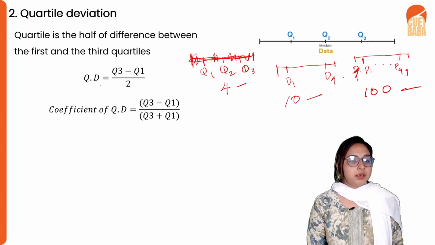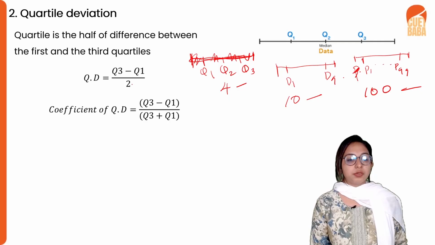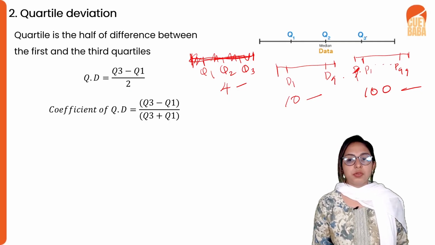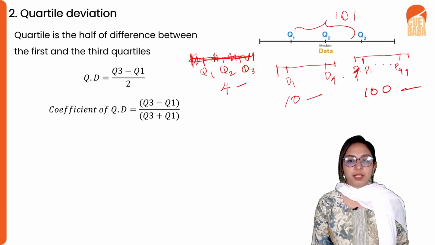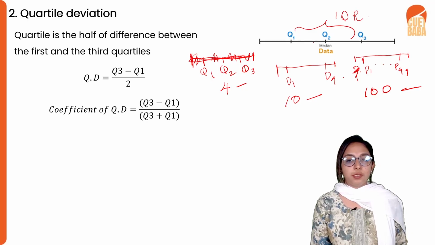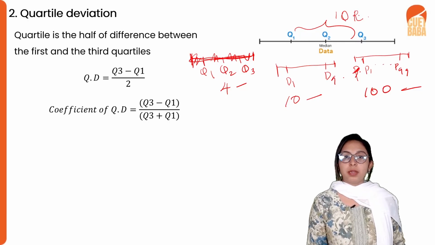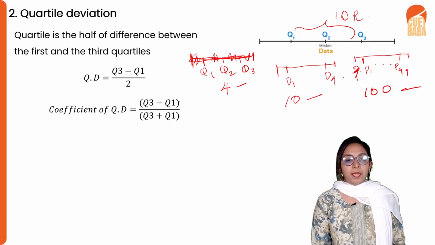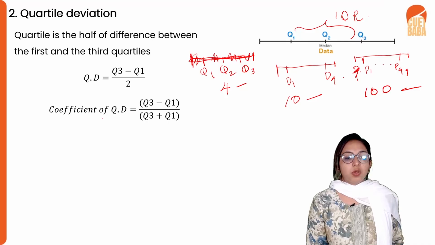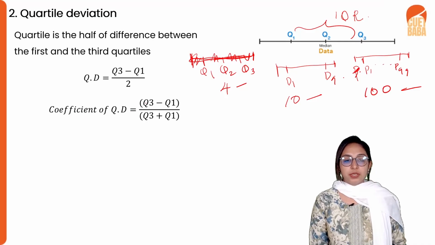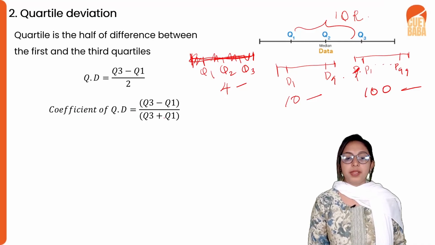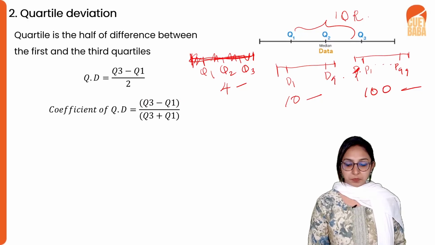So quartile deviation is Q3 minus Q1 divided by 2. Q3 minus Q1 we can call the interquartile range. The range is the highest value minus the lowest value, and half of the interquartile range is the quartile deviation. Similarly, we have the coefficient of quartile deviation. The equation is Q3 minus Q1 divided by Q3 plus Q1.